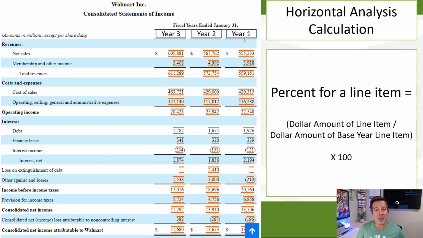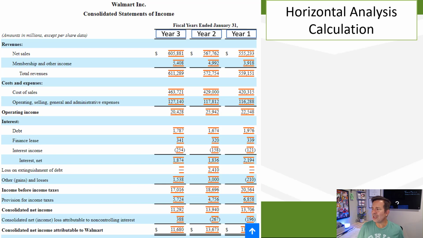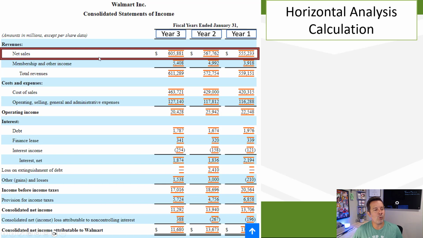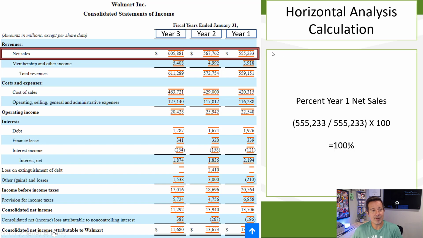To calculate in a horizontal analysis a percent for any given line item, I'm going to take the dollar amount of that line item and divide it by the dollar amount in the base year. And then I'm going to multiply by 100 to get my percent. Easy as that. So let me show you how this is going to work. Net sales right here at the top for Walmart. You can see we got 3 different numbers there. Our most recent year, and year 1 is going to be my base year. So percent for year 1, I'm dividing 555,233 by the exact same number and multiplying it by 100. Year 1 divided by itself is basically 100%, right? And so if we're just looking at year 1, there's no trend there. It's just our base amount of 100%.